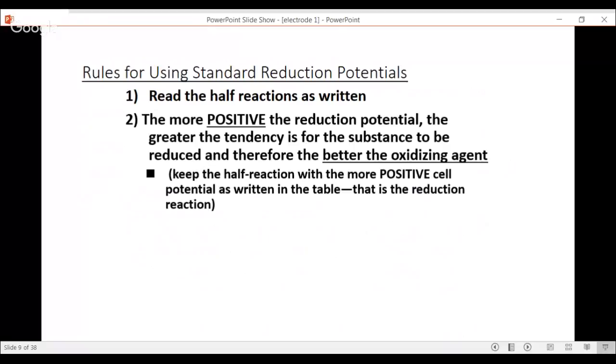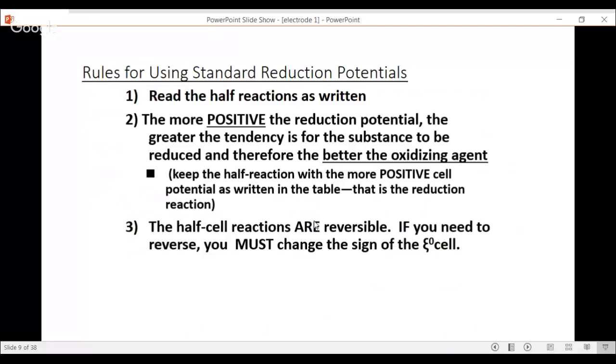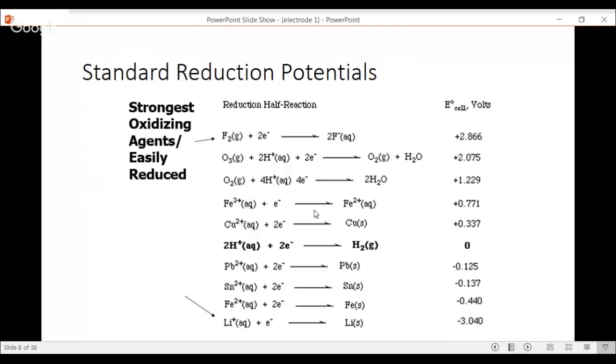The rules for using standard reduction potentials: read the half cell reactions as written. The more positive the reduction potential, the greater the tendency for that substance to be reduced. Therefore, they are better oxidizing agents. Keep the reaction with more positive cell potential as written in the table, that is the reduction reaction. The half cell reactions are reversible. If you need to reverse, you must change the sign of the E0 cell. If you change the stoichiometric coefficient, E cell remains the same.